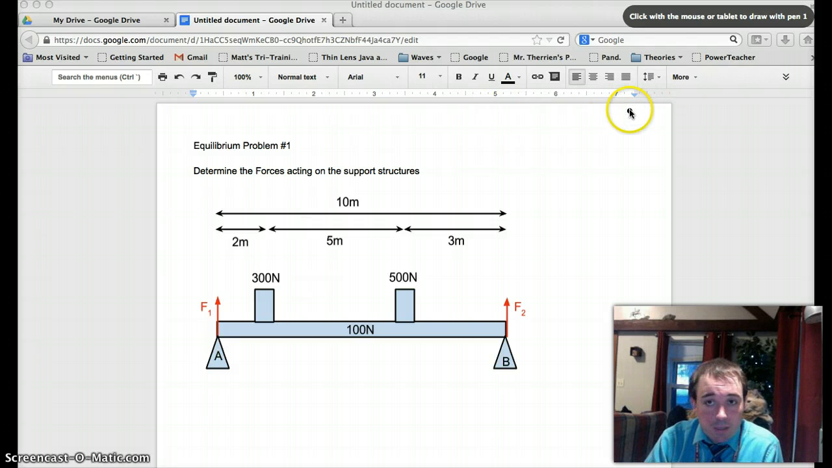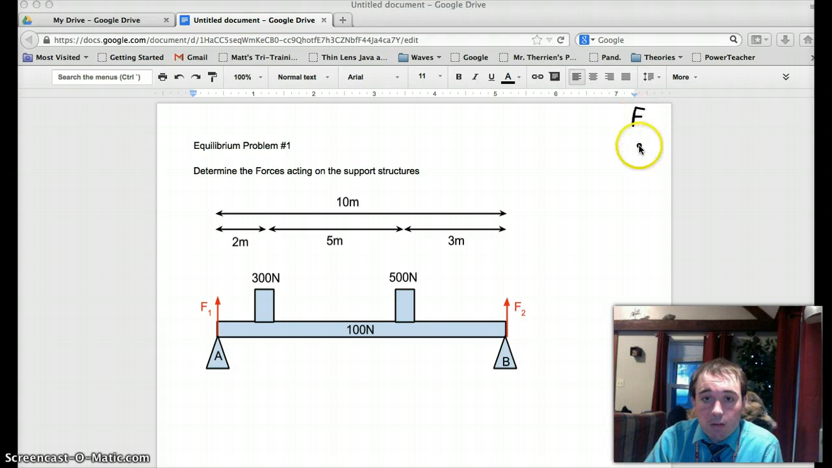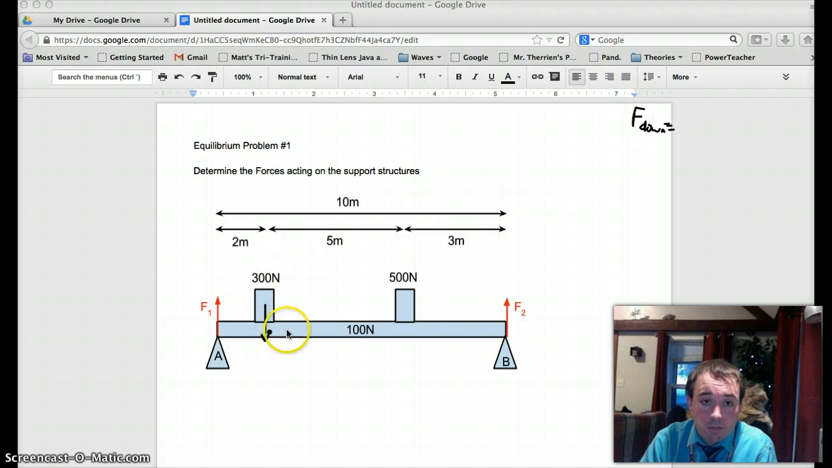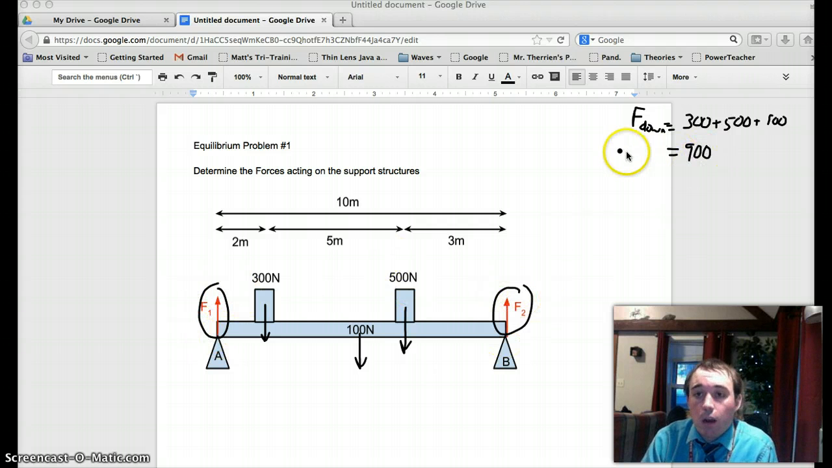First of all, the first thing that we know is that our forces that are going down are three of them. There's the 300 Newton force, which is trying to make that object go down. There's the 100 Newton bridge itself, and there's the 500 Newton force making that one go down. So our total downward force, 300 plus 500 plus 100, is 900. Since we have two upward forces, F1 and F2, our total up force, F1 plus F2, has to equal 900.